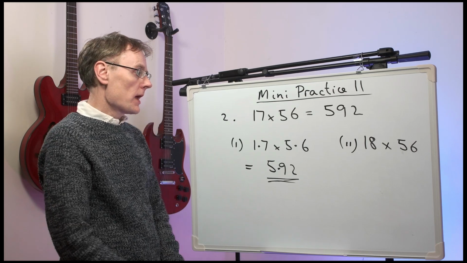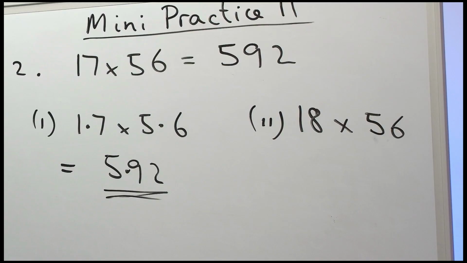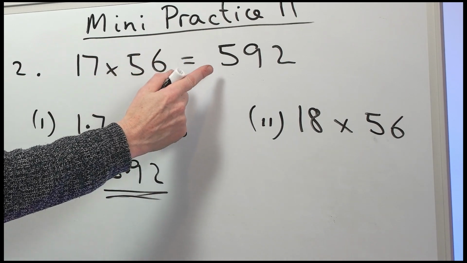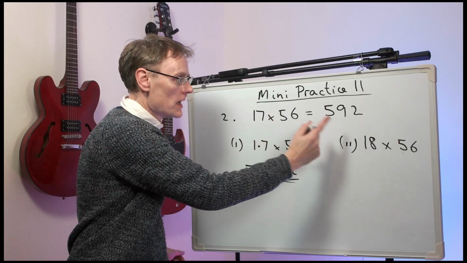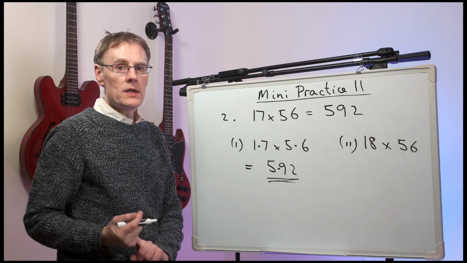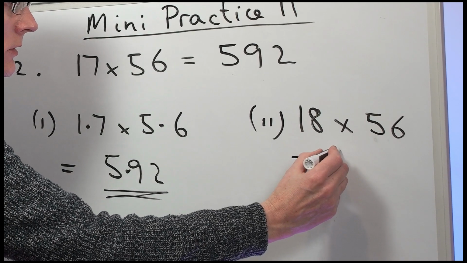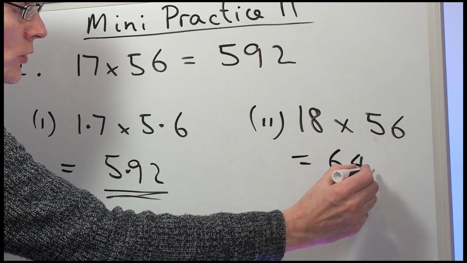Now, part 2, 18 times 56. Well, if we know that 17 56s are 592, to get to 18 56s, we need to add on another 56. So that comes to 648.